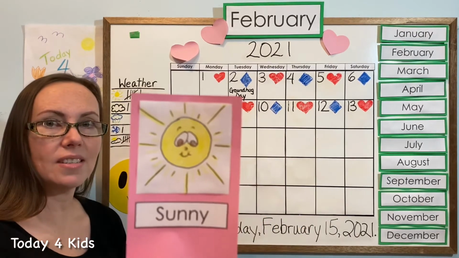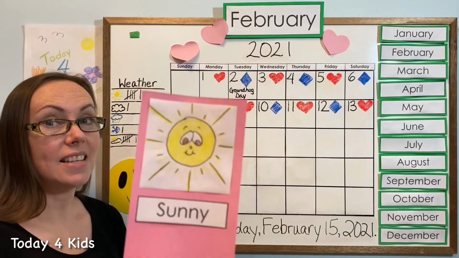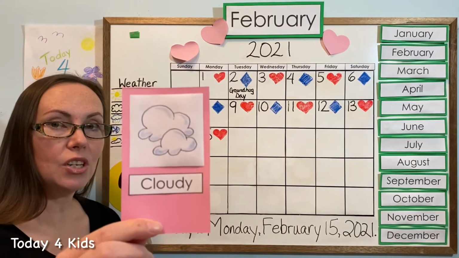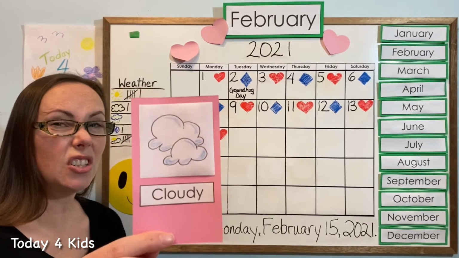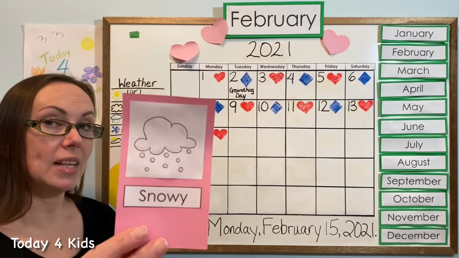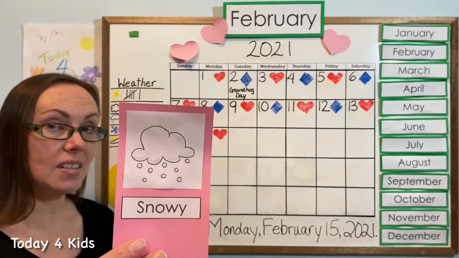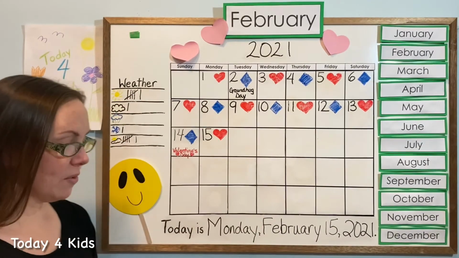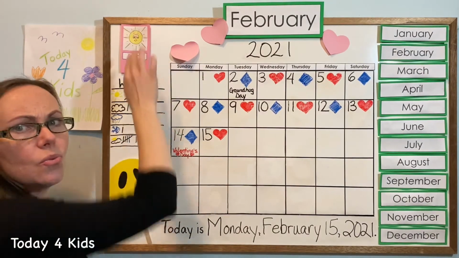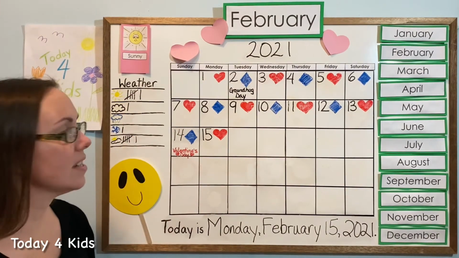What about sunny? It's sunny here, so I'm going to hang on to that card. What about cloudy? Is it cloudy for you? No sunshine at all, just a gloomy kind of day. What about snowing? Maybe you have some clouds and there's some snowflakes falling down from the sky. There's no snowing for us today. We are just having a nice sunny day. It's still really, really cold though, but at least the sun is shining.